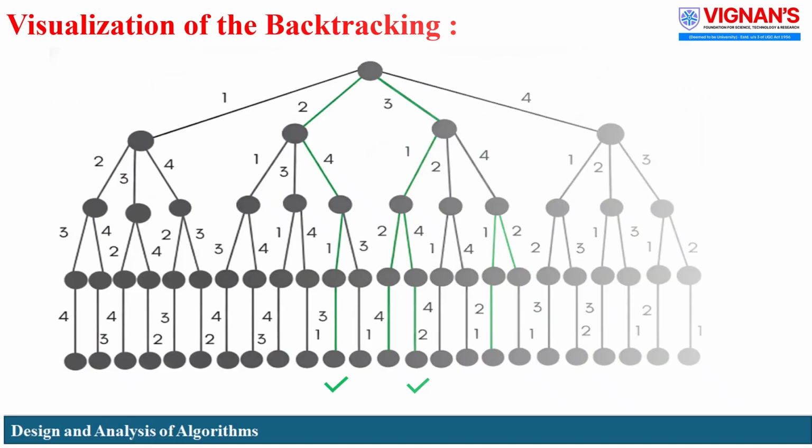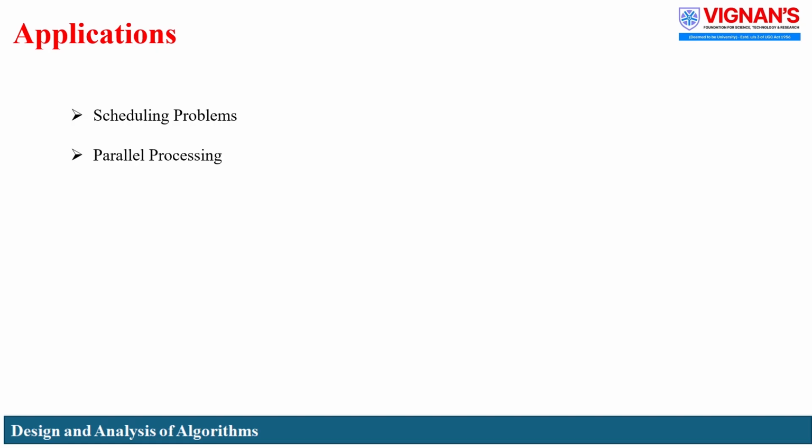Now let us look at the applications of the n-queens problem. First, scheduling problems. The n-queens problem helps in scheduling tasks or events in such a way that no two tasks conflict with each other. Next, parallel processing. It is used to assign independent processes to processors so that they do not interfere with one another. Then, resource allocation. The problem models how limited resources can be allocated efficiently without conflicts.